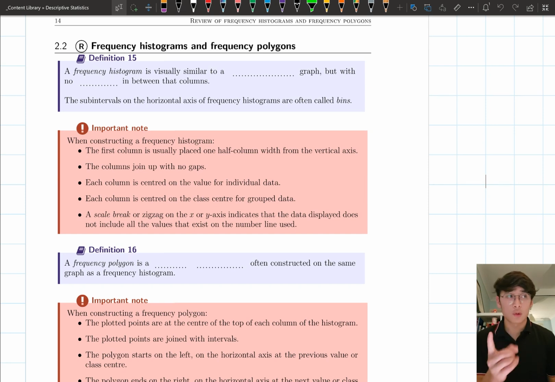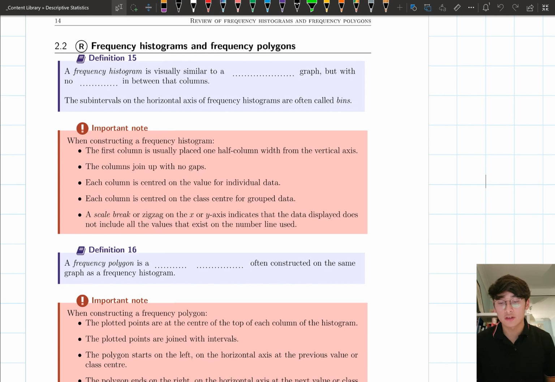The first one is a frequency histogram and Polygon. Then we're going to look at a cumulative frequency histogram and Ogive. And then finally looking at Pareto Charts. So that's the three things we're going to be looking at in today's lesson. So first thing that we're going to look at is a frequency histogram.